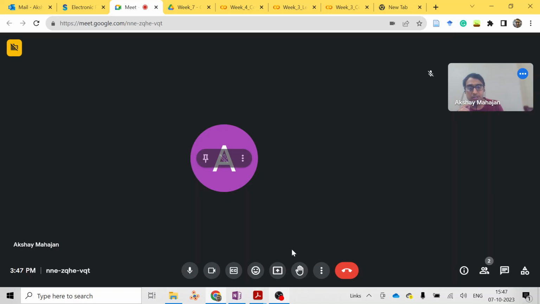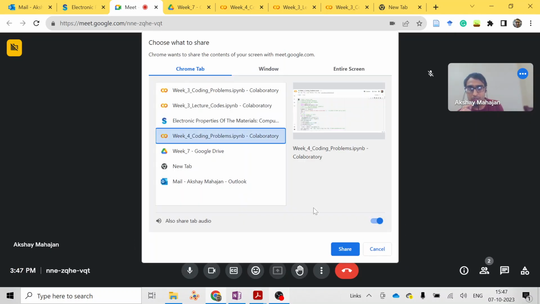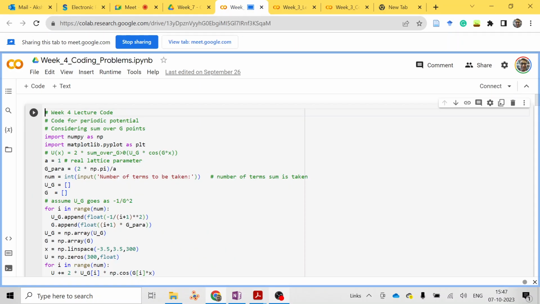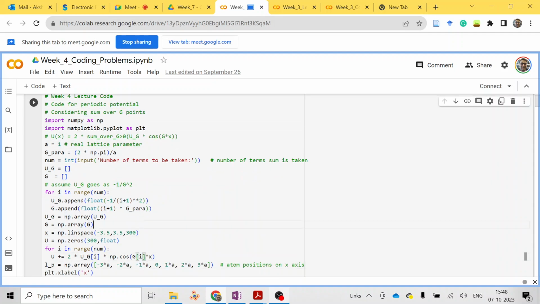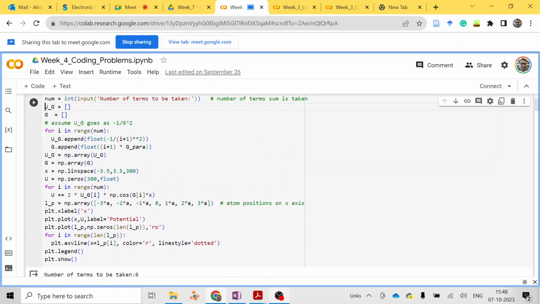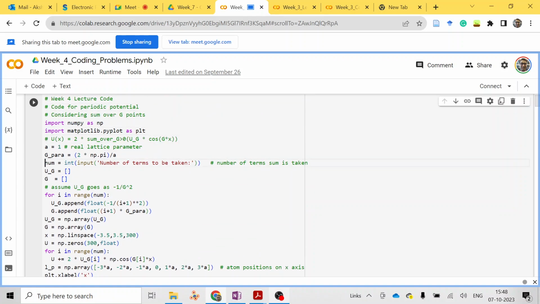And let me just start sharing the coding problem. Let's see this code in action, and then I guess it will be much more clear. Okay, so this is the code for the periodic potential considering the sum over G. This is what you might have seen in the lecture. I have included this code here. This is just the week 4 lecture code.